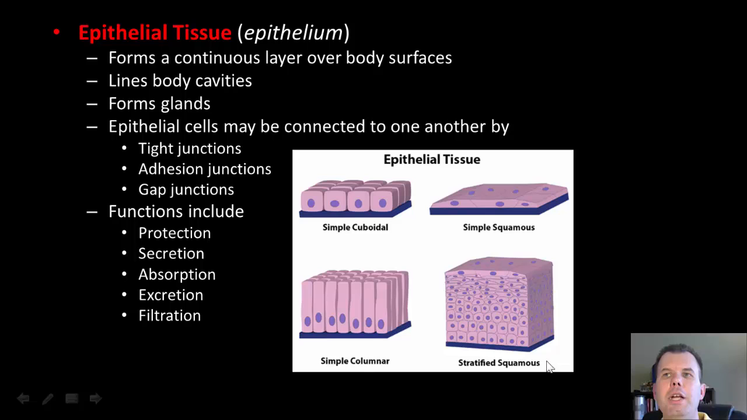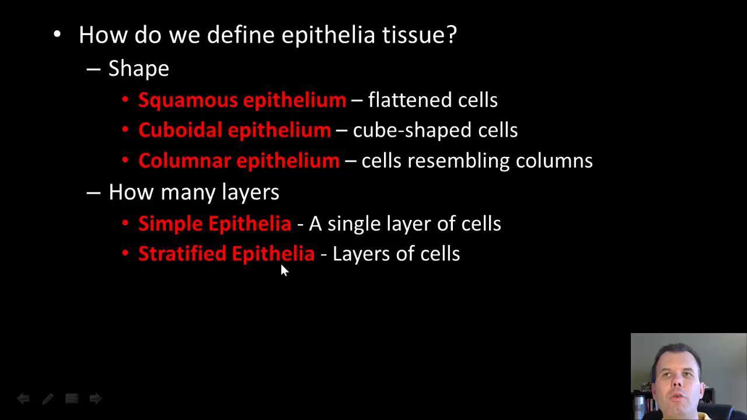Here are the different types of epithelial cells, and I'm going to talk more about these and I'll show you better pictures. But again, the way we define epithelial tissue is either by their shape or how many layers they have, and that's what I'm going to bring up next. So how do we define it? Either by the shape. So what do they look like?